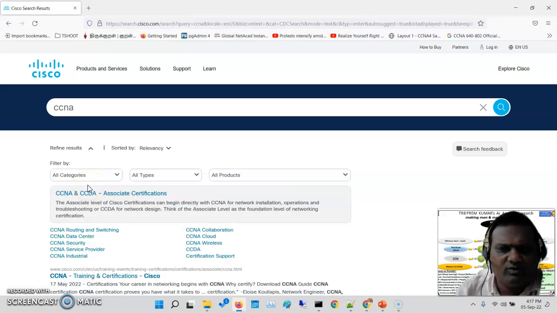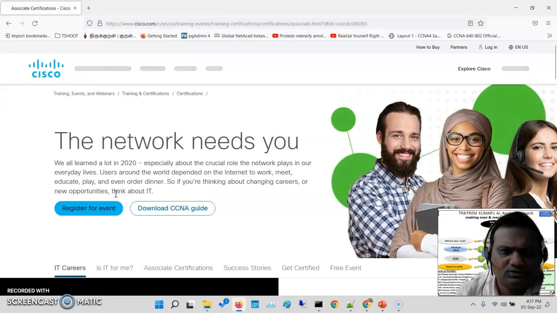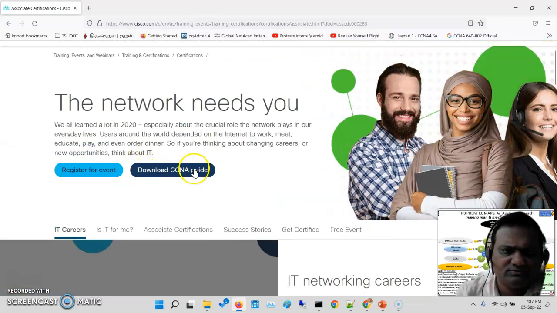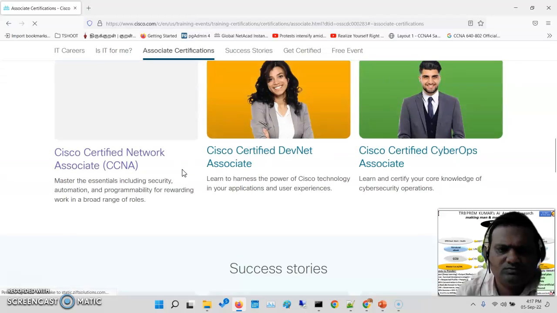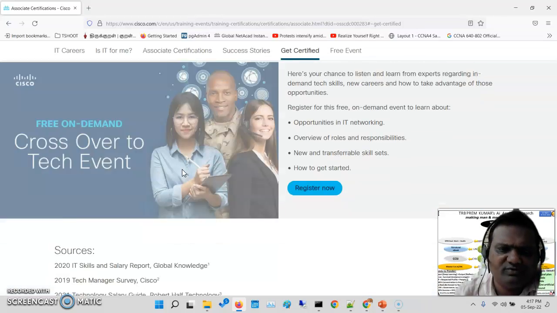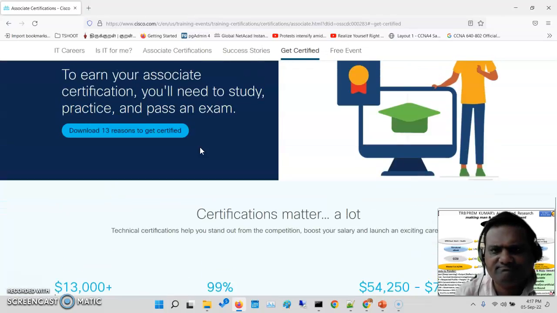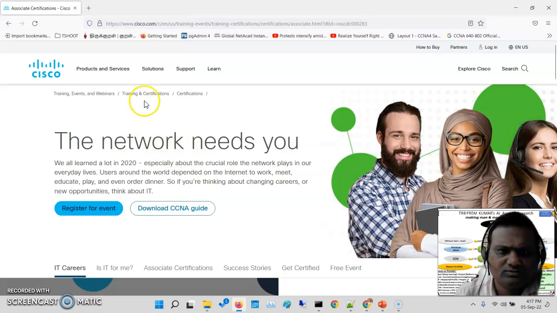In CCNA we will be seeing that the CCNA guide is available. So in this we will be seeing the syllabus. Go to the certifications.